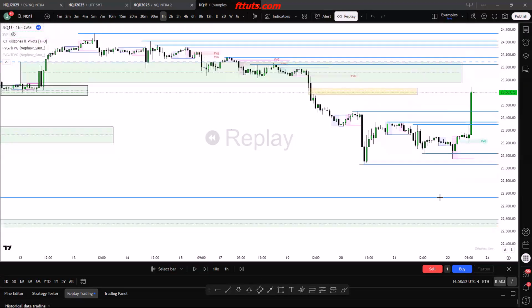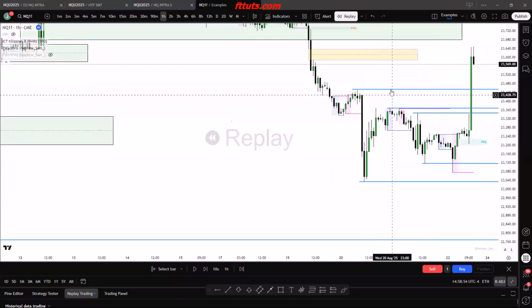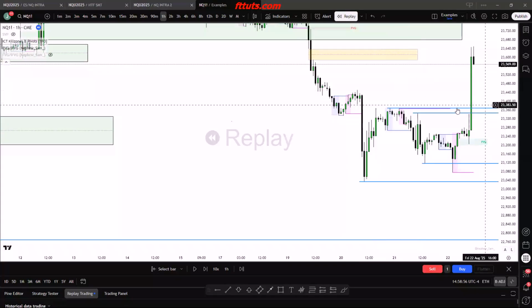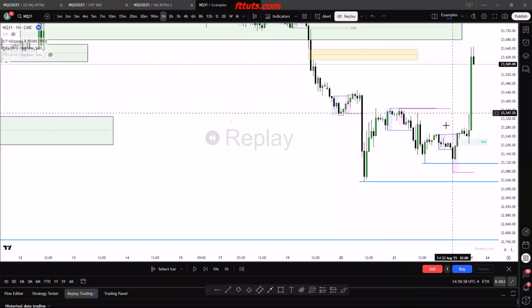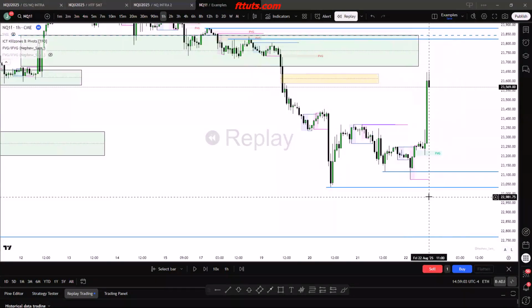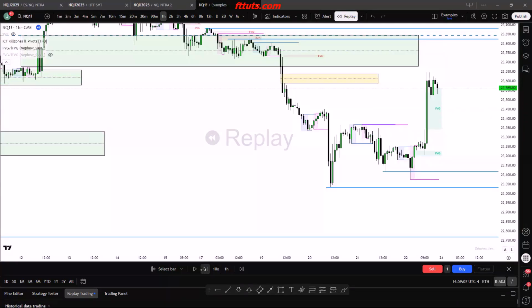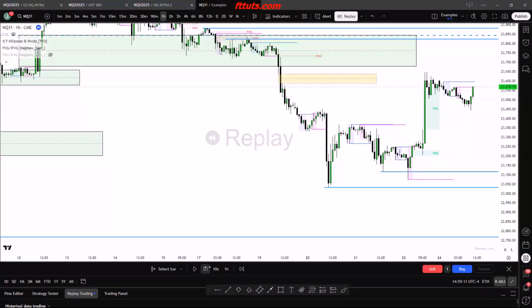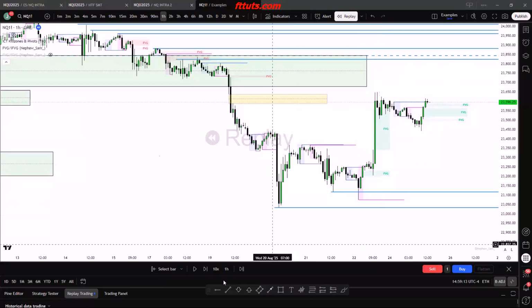Boom. What happens later? We take out all this other liquidity as expected. We could tell the draws on liquidity before they happen. Now we have a fair value gap, and we're going to kind of screw around for a while. Asia comes. We're still in this fair value gap.